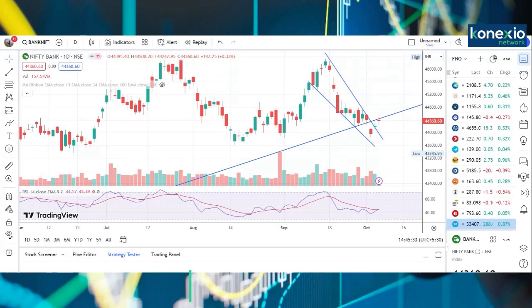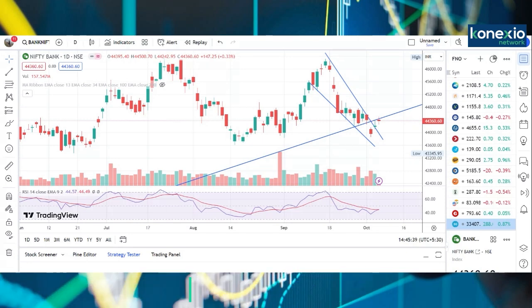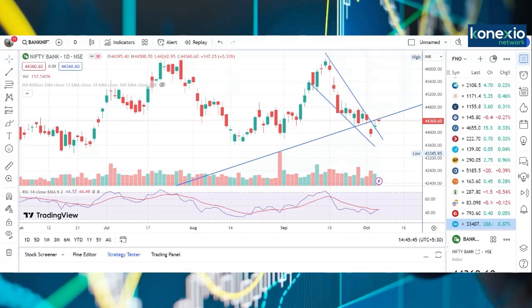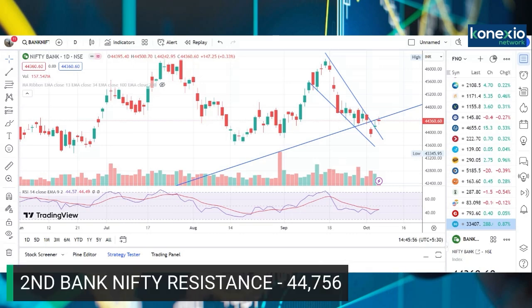Below that, the second support is placed at 43,857, and third support is placed at 43,600. On the upside, the resistance is around 44,500. Second resistance is around 44,756, and third resistance is around 45,156.